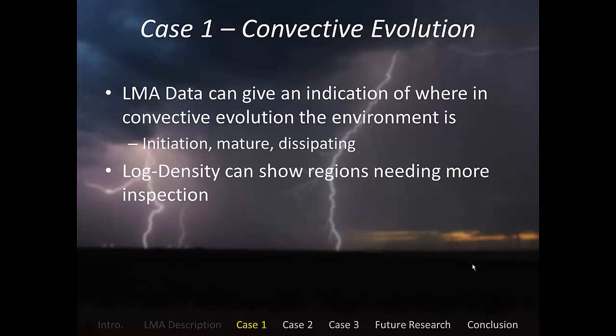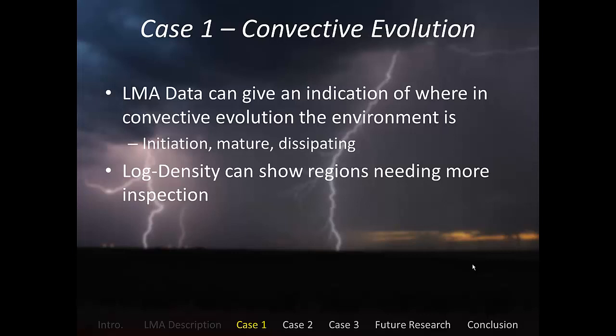So let's go ahead and take a look at some of the convective evolution that we saw, and this is the case. The LMA data can give us an indication early on of where the storms that are developing and going through their life cycle are. We can see initiation with some of the first sources before anything on the ground is detected. We can see different things in the mature stage, and also some things that we're seeing in dissipating stages.